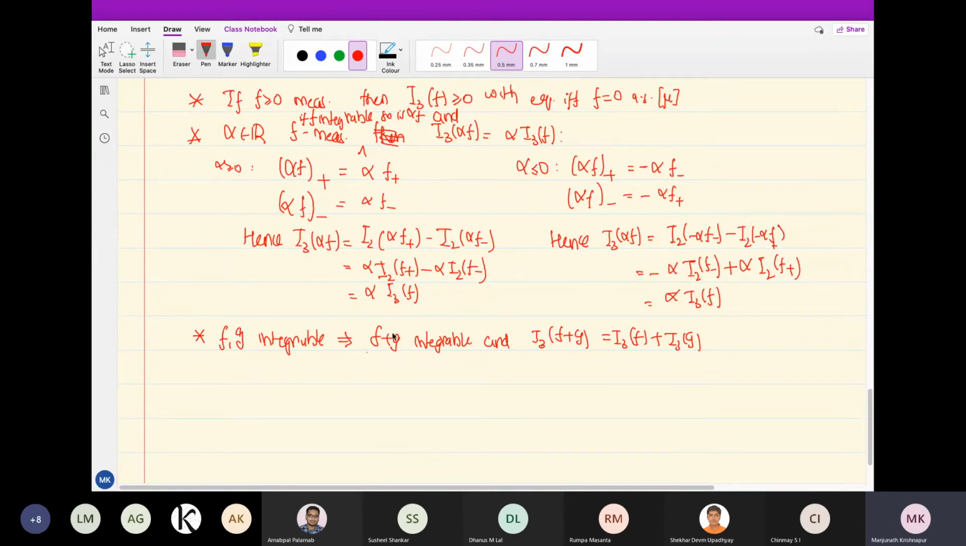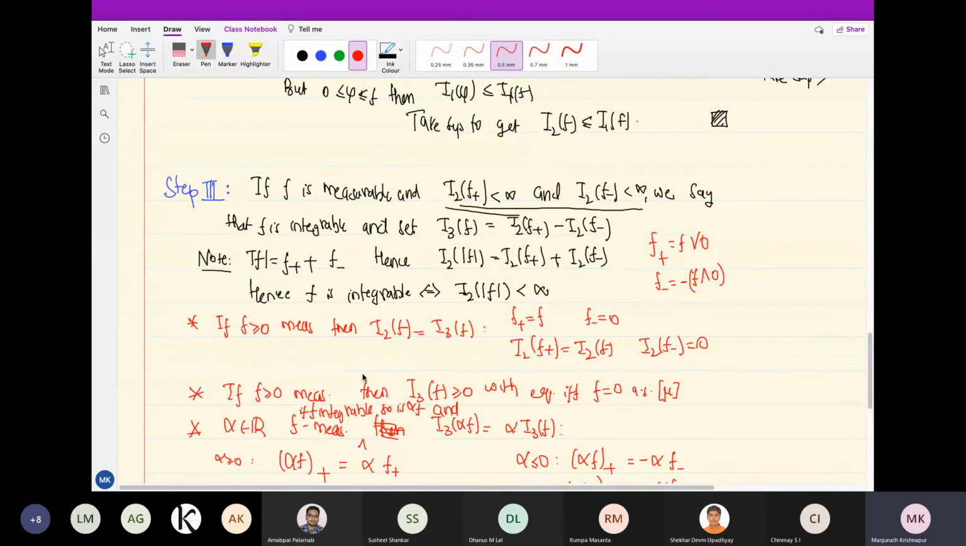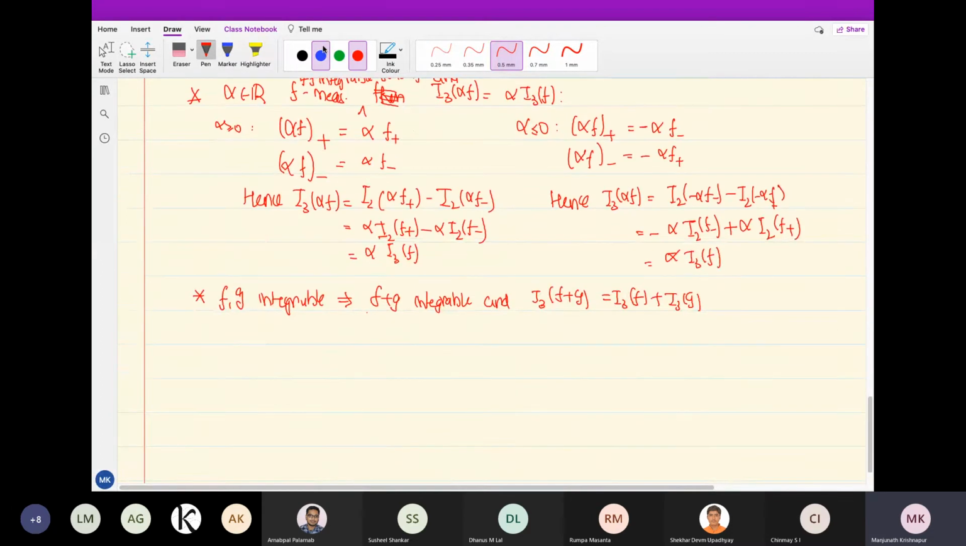So f plus g is integrable. It comes from this observation. It's easy. Mod f plus g is less than or equal to mod f plus mod g. Hence, I2 of mod f plus g is less than or equal to I2 of mod f plus I2 of mod g. I have used the properties of I2 here. I2 of this, by monotonicity, is bounded by I2 of this, which is the sum of I2 of mod f and I2 of mod g, which is finite.